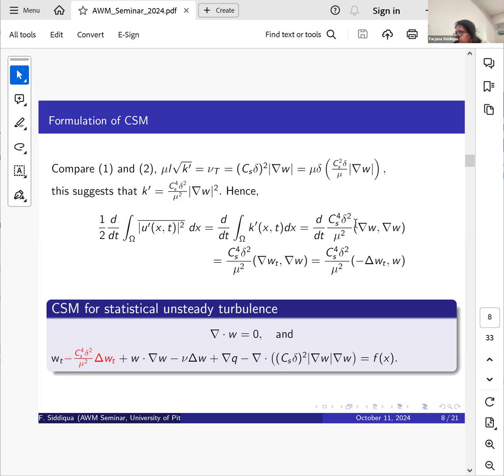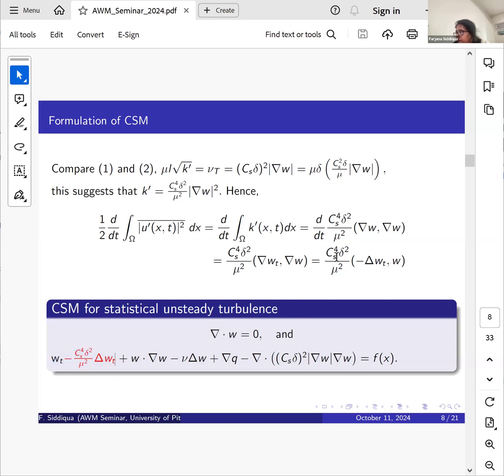So ddt of this can be written as ddt of the K prime of this, and we work backward so that we can have a representation in the variational formulation of this. So if you know that this is a variational formulation, then this term should come in the model. So this red term is our new term in the model. Okay. So the difference between the classical Smagorinsky model and the corrected Smagorinsky model is that we have this extra term.